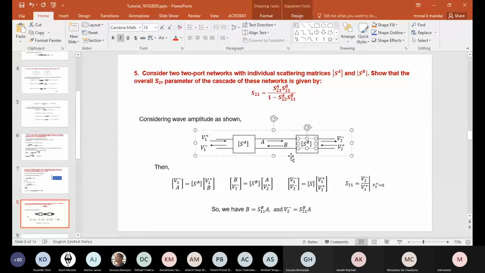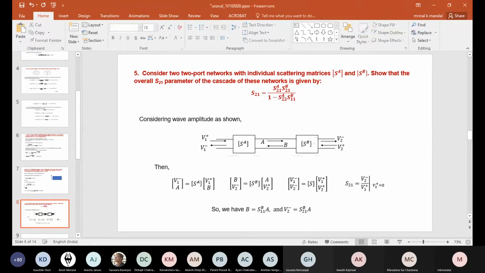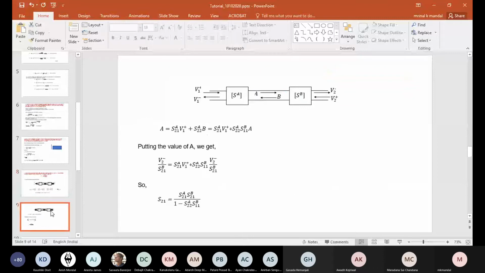So B is equal to S11B into A. Similarly, V2 minus is equal to S21B into A. Right? So whatever wave is incident here, a part comes out here because we don't have any reflection from the rightmost port. Well, so we could relate the B value by using S11 and S21 of the second network.